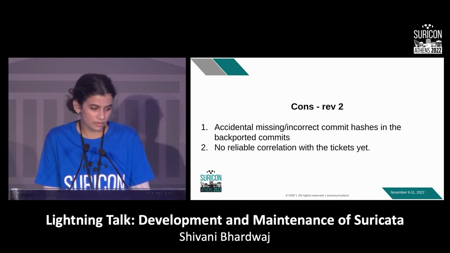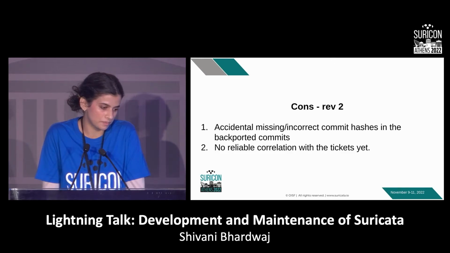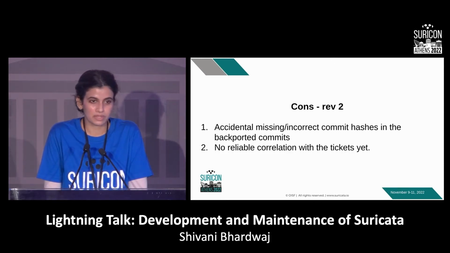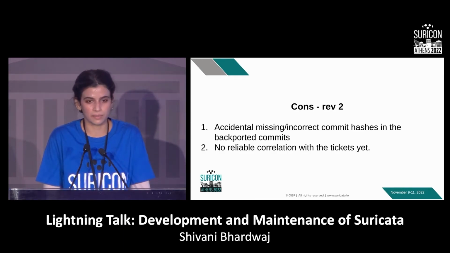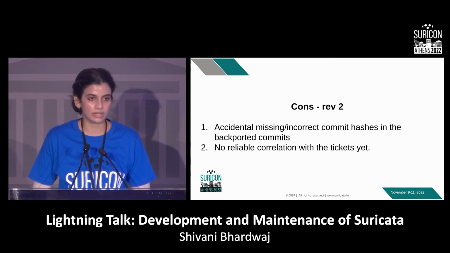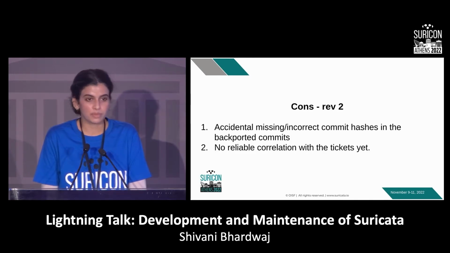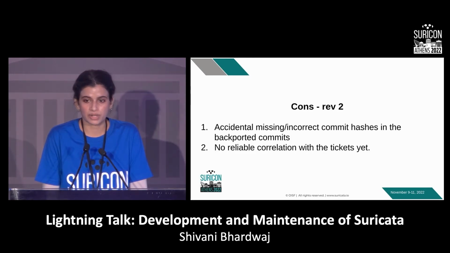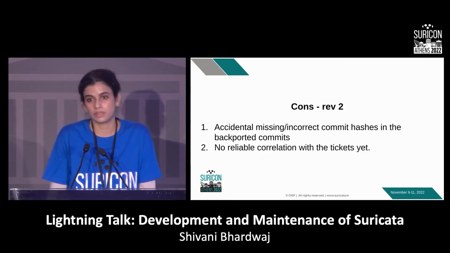Now this rev was also not completely issue free. We would sometimes put incorrect commit hashes, so the entire idea of correlating the commit hashes with master was not working out sometimes. And sometimes we would miss them, and manual checking would also miss that. And there was no reliable correlation with the tickets at all.